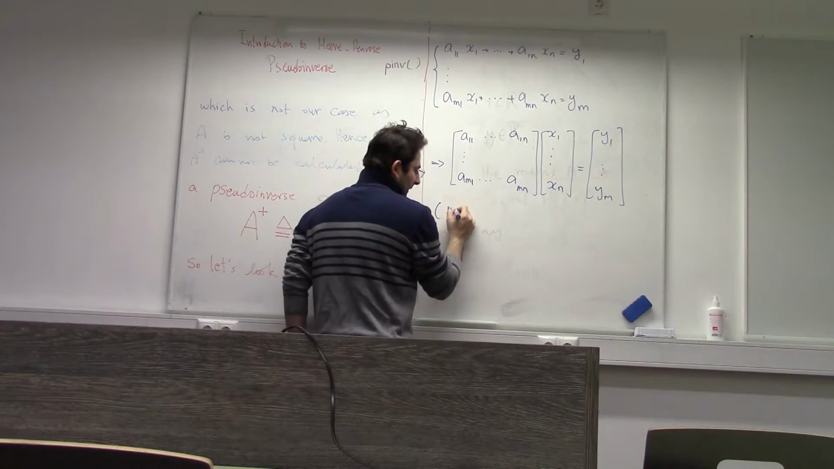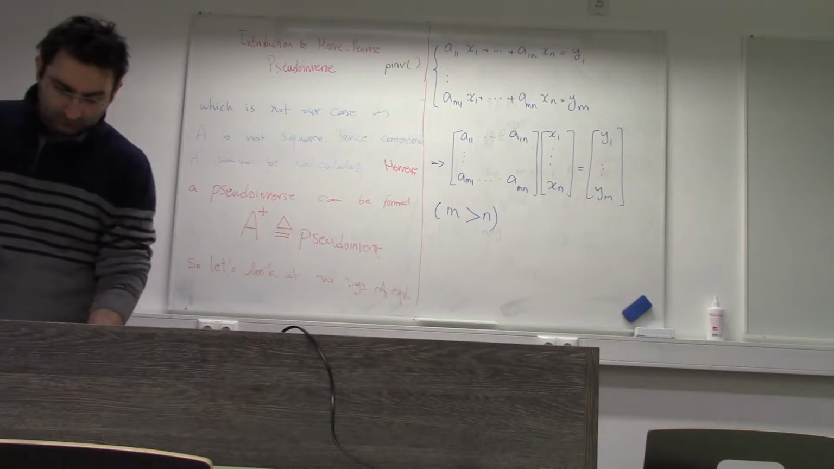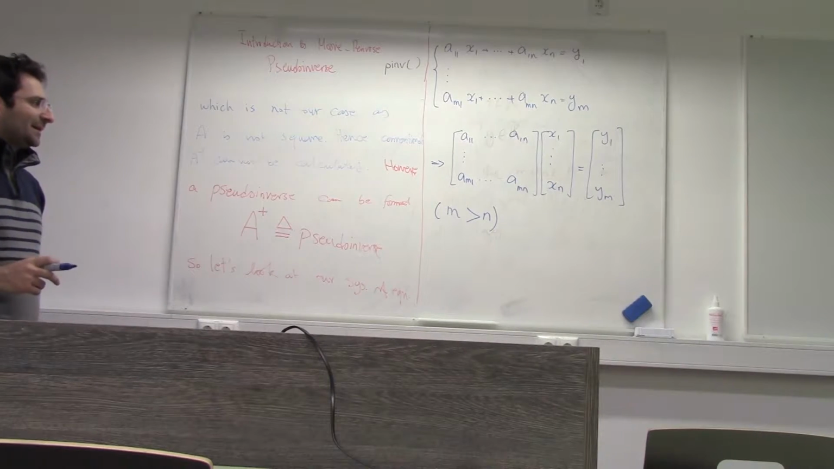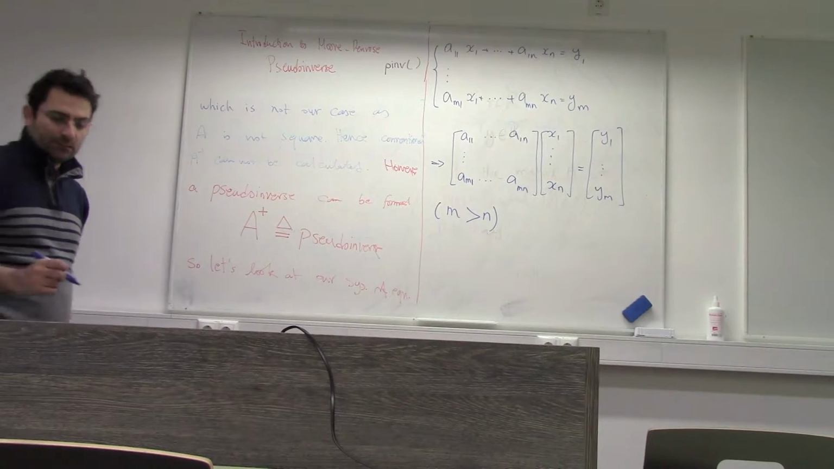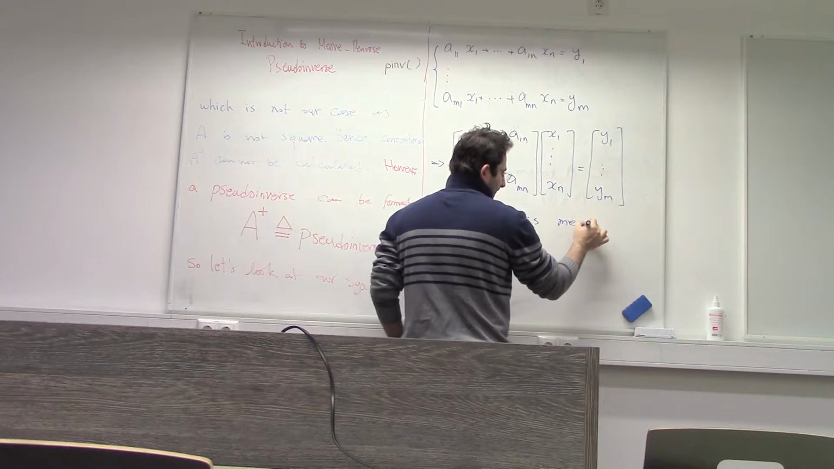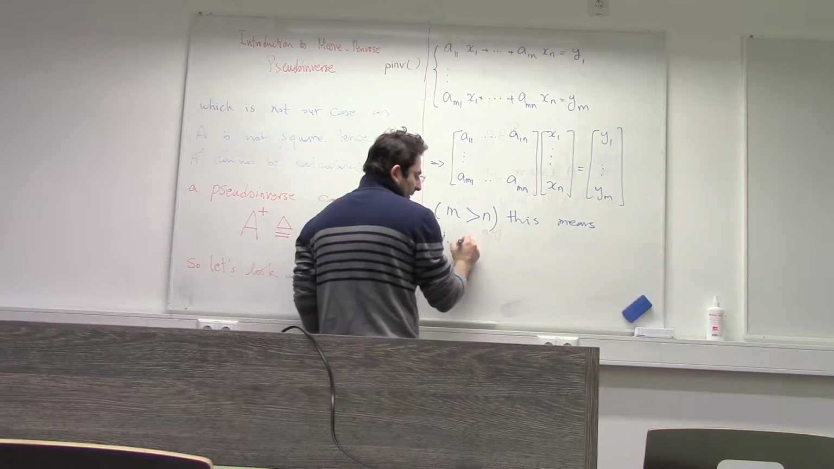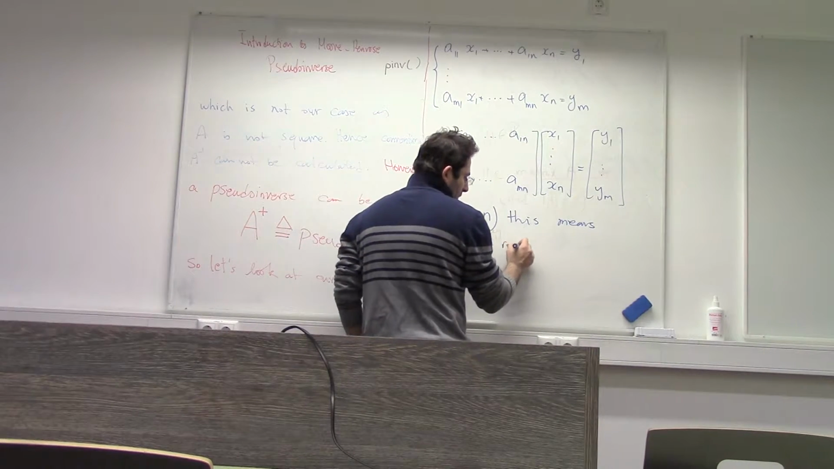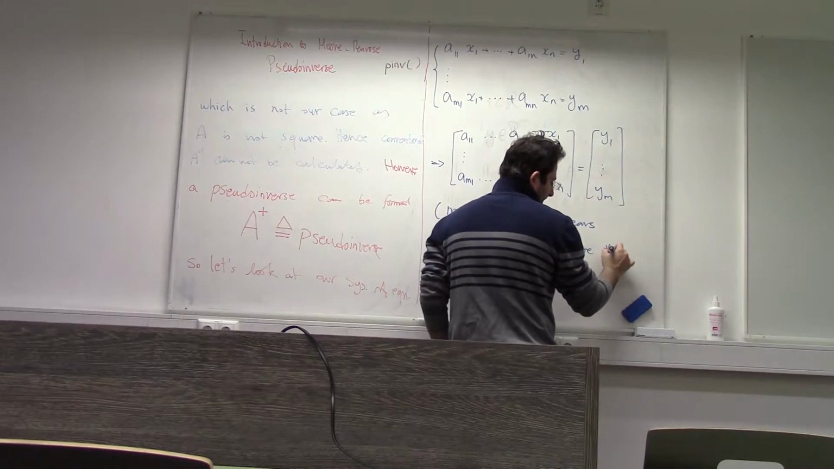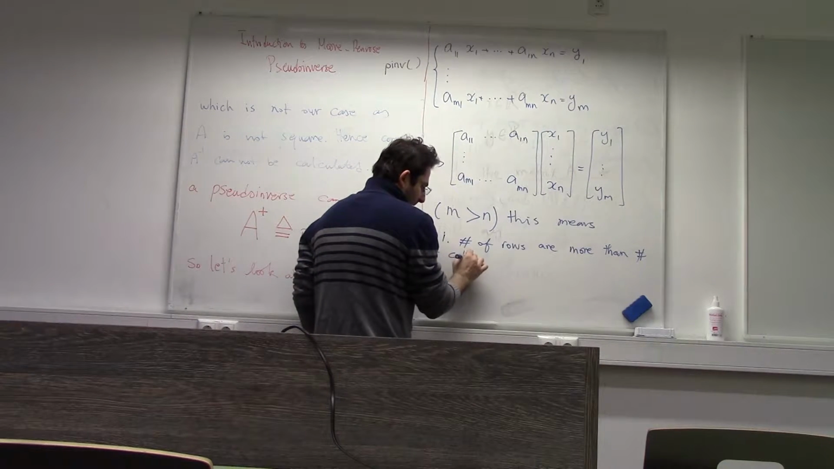and let's assume that m is greater than n. What does it mean, m is greater than n? This means three things. One, the number of rows is more than the number of columns.